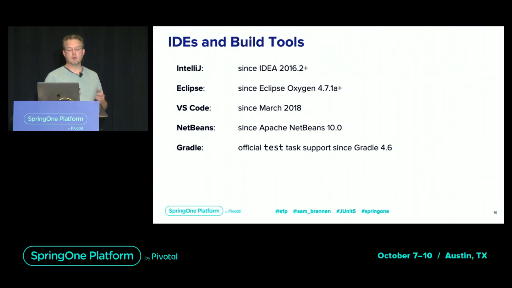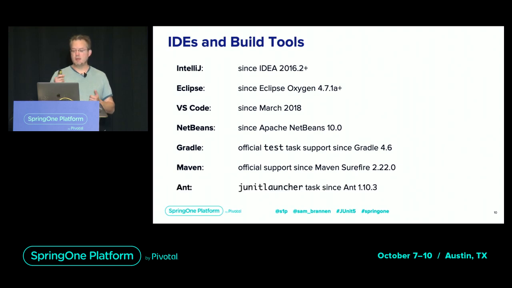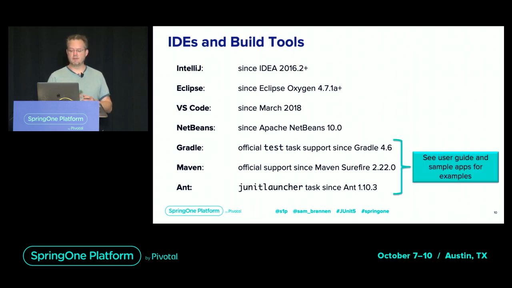In terms of the build, Gradle has had official support in the test task with the useJUnitPlatform action since Gradle 4.6. Maven since Surefire 2.22.0, and even Ant has built-in support with the JUnit launcher since Ant 1.10, and they actually beat the Maven team, if you can believe that.